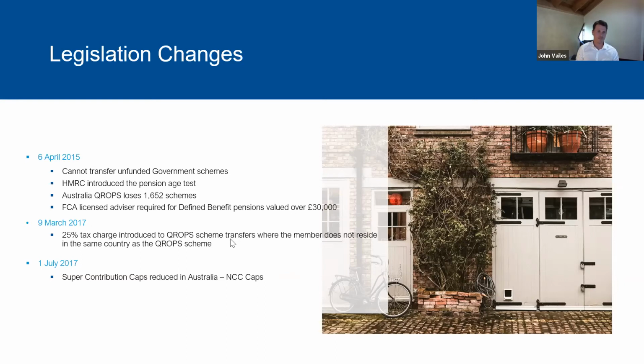So simple as that. Moving down to March 2017, there was something called the overseas transfer charge brought in by the government. This was designed to prevent beneficial tax treatments for people residing in the UK but moving their UK pension to a QROPS abroad. Typically, Malta was a very key jurisdiction where people were moving their funds across. So what HMRC came out and said is that you now have to be residing in the country where your QROPS scheme is also set up.